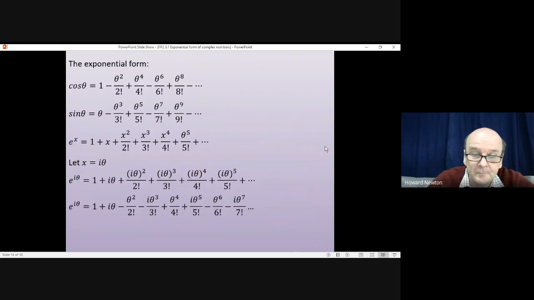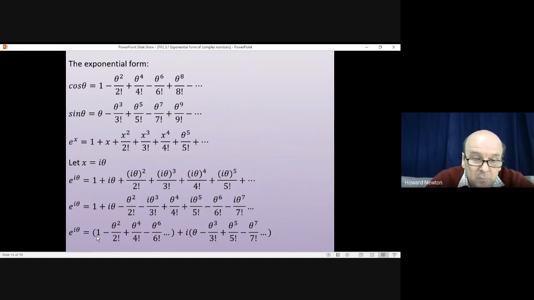If we then separate those into the two halves, you'll notice some of them involve i's, some of them don't involve i's. So the real part, we put in the first bracket: 1 minus theta squared over 2 factorial, and those terms. And then we've got the imaginary part on the right-hand side, with i taken outside the brackets, and that'll leave us with theta minus theta cubed over 3 factorial, and so on.